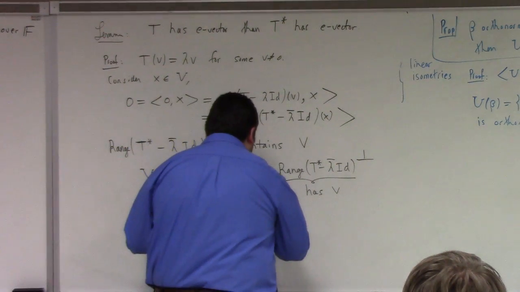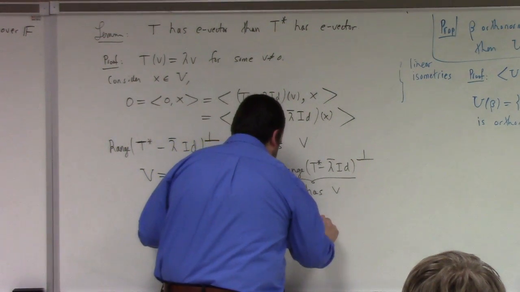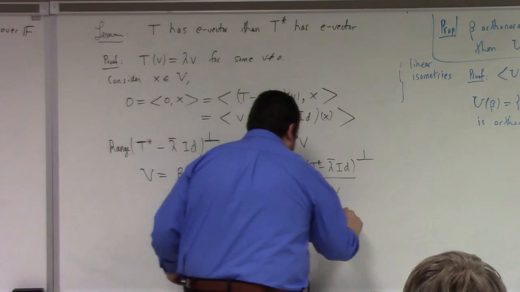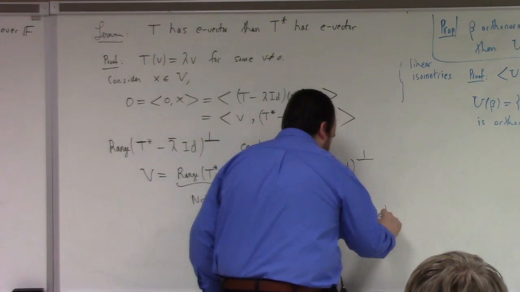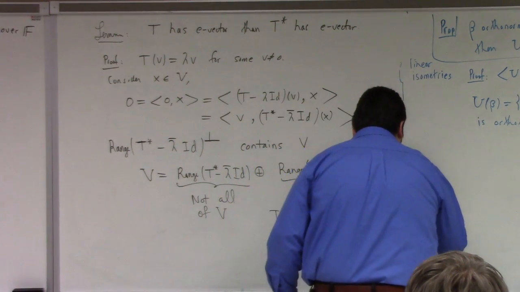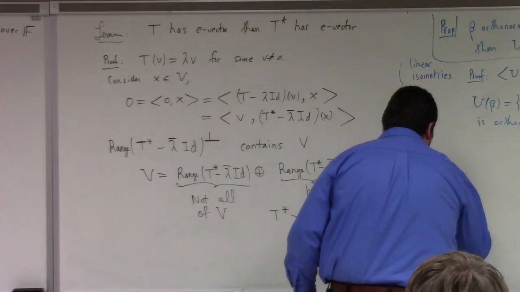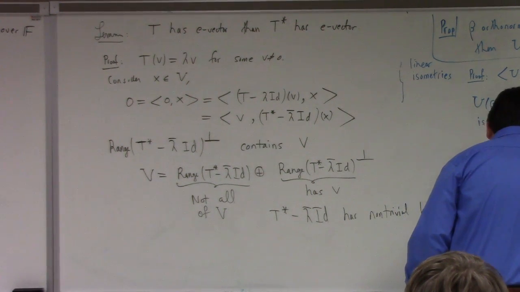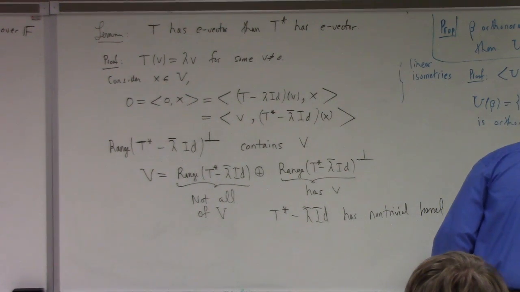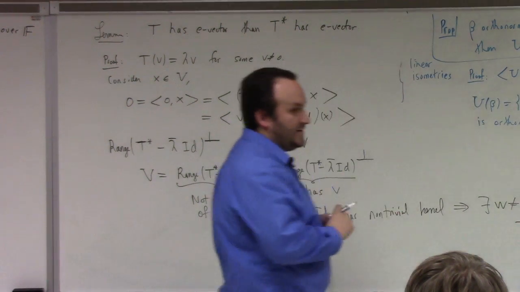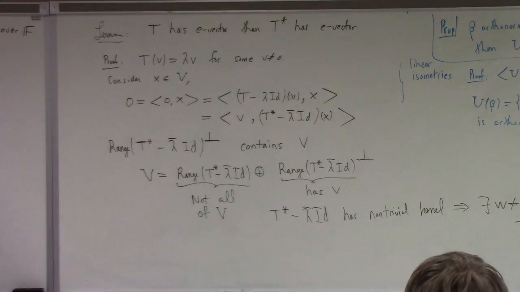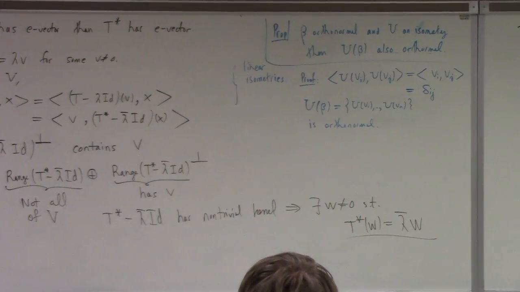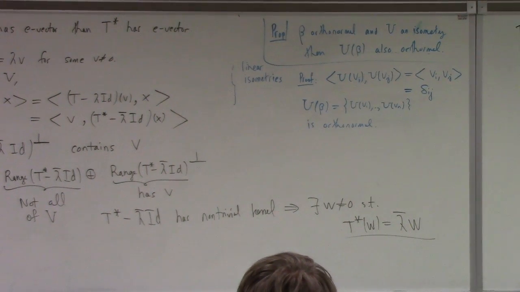It says that T* − λ̄I has a non-trivial kernel, which implies that there exists a w not equal to 0 such that T*w = λ̄w, which is to say that w is an eigenvector. I mean, if it doesn't have the whole space as range, that means there's something not in the range, which means there's something which is sent to 0. And that something is an eigenvector.